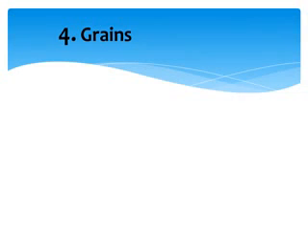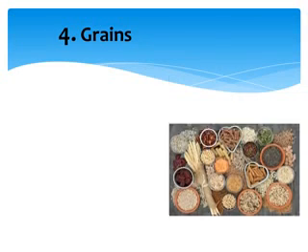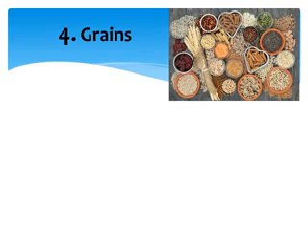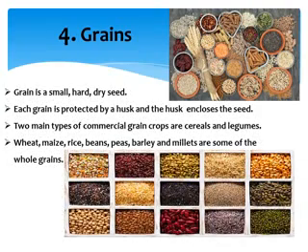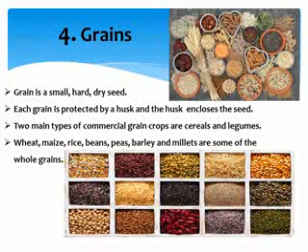So we're going to see about the grains. You can see these are the grains. So a grain is a small, hard and dry seed. So each grain is protected by a husk, and the husk encloses the seed.